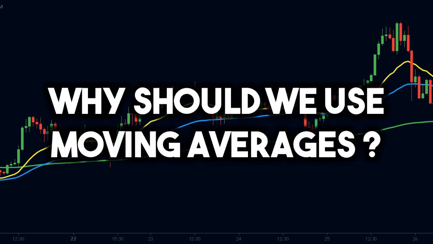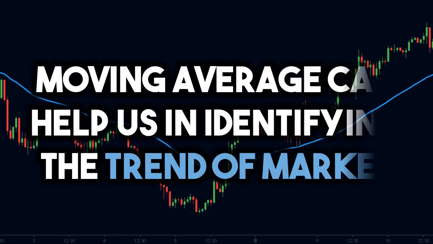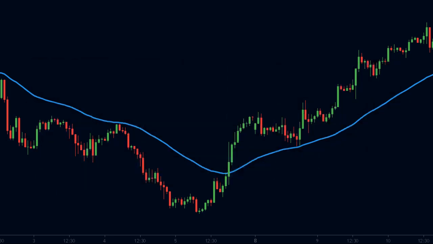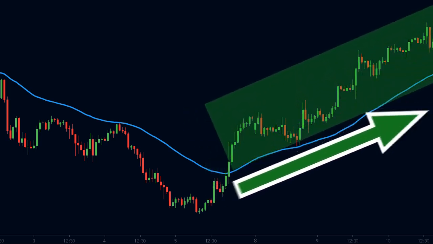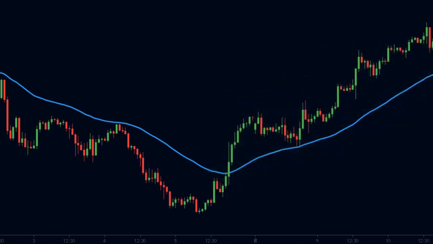So, why should we use the moving average indicator? Reason number 1. Moving average can help us in identifying the trend of the market. One of the basic uses of a moving average is that it clearly shows us the trend of the market. For instance, if the price is above the moving average, and the moving average is sloped upwards, we can say that the price is in an uptrend.